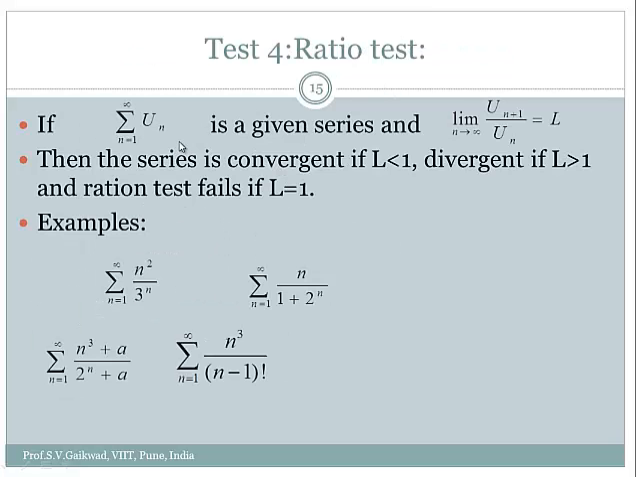This is the ratio test. Here instead of taking another series for comparison, we will compare two consecutive terms of the same series. If sigma un is the series, we will find the limit of un plus 1 upon un as n tends to infinity. Suppose the limit is L. Then the series is convergent if the limit is less than 1, divergent if the limit is greater than 1, and the ratio test fails if L is equal to 1. Note that this ratio can be taken in the reciprocal form, un upon un plus 1, then these results will be reversed. These are examples you can try.